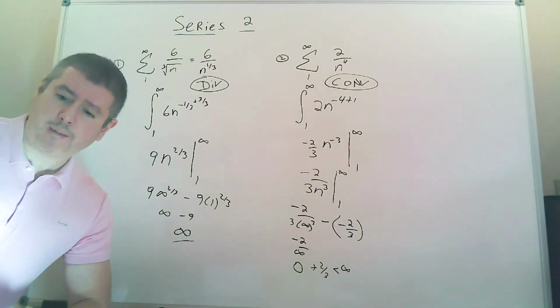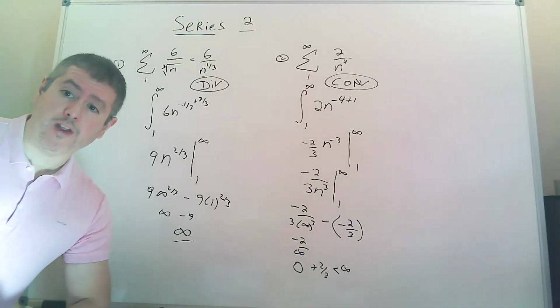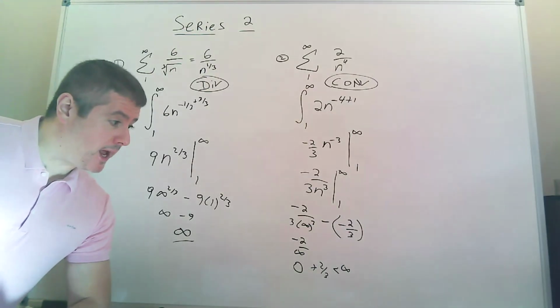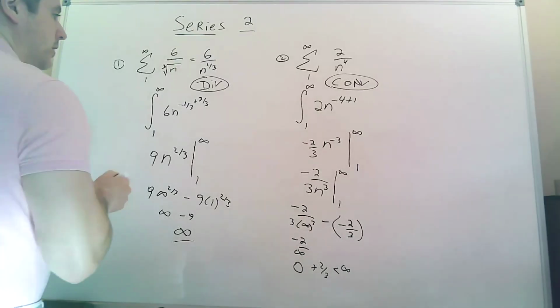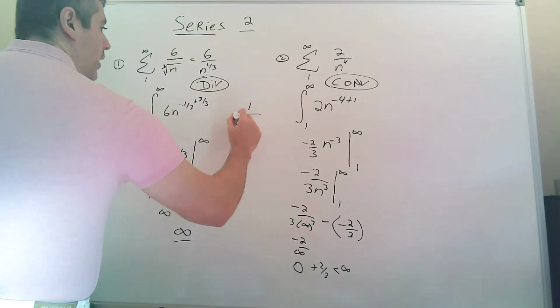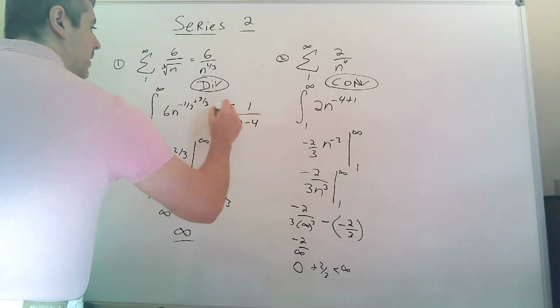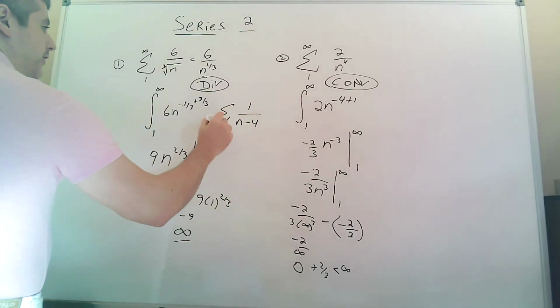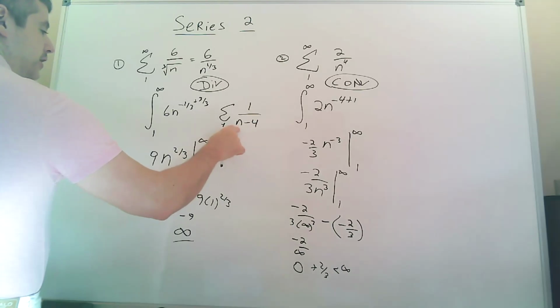Okay, so this is always the same game. Integrate from 1 to infinity, or, depending on what I gave you, like, I'm going to give you a silly example. I mean, I could give you something like 1 over n minus 4. I would not start this sum at 4 because it would create a 0 here.